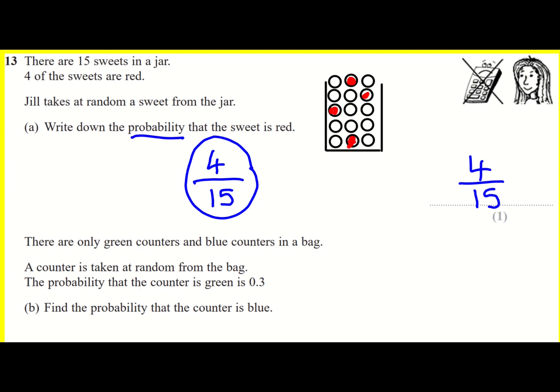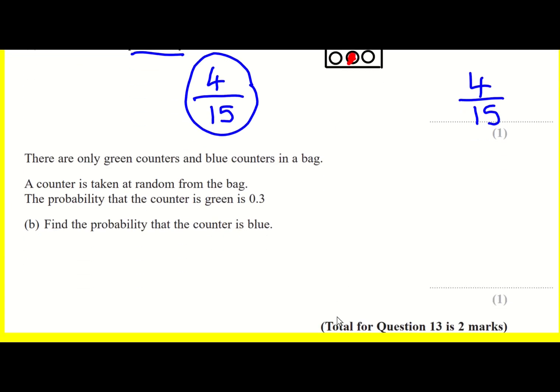The next section, there are only green counters and blue counters in a bag. A counter is taken at random from the bag. The probability that the counter is green is 0.3. Find the probability that the counter is blue.